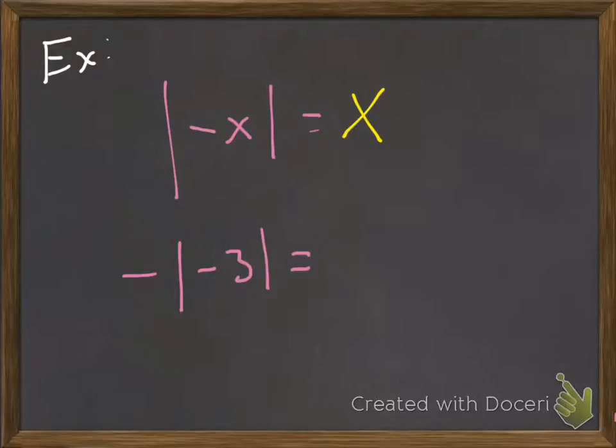Now let's take a look at a little bit more difficult one, and that would be the negative absolute value of a negative 3. So if I take the absolute value of the negative 3 using my order of operations, that's going to give me an absolute value of 3. Then I'm going to bring down that negative sign, and that's going to leave me with an answer of negative 3.